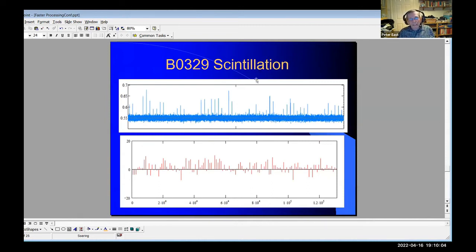This top plot is B0329 taken with a 46-meter dish, which shows us pulse by pulse what the data is.